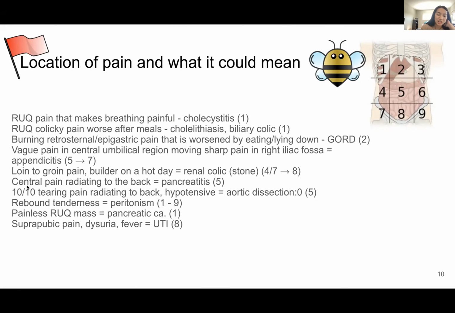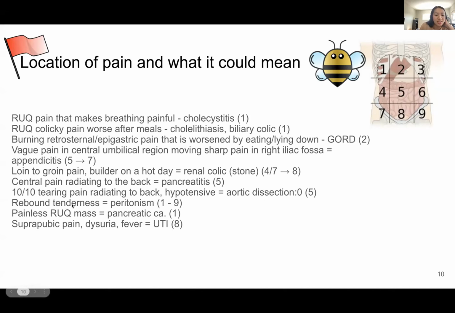And then radiating to the back, central pain, it's either pancreatitis or aortic dissection, but usually aortic dissection is a lot more painful, and you hear the word tearing. That's obviously when the abdominal aorta tears, usually to the region between the two scapulae.